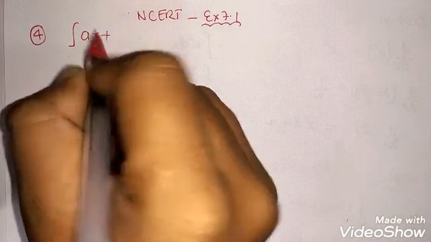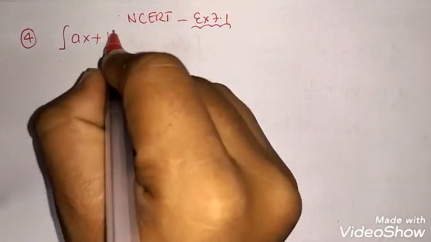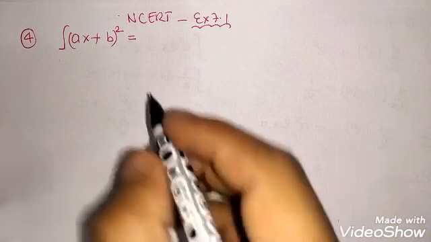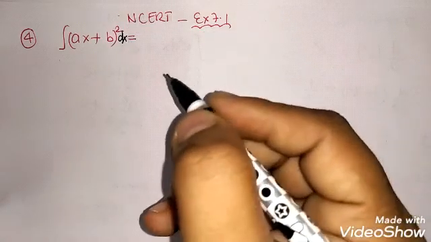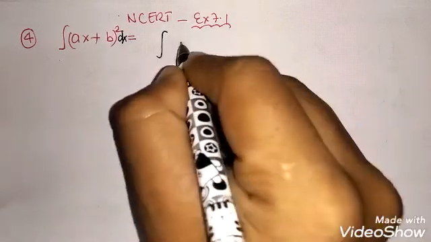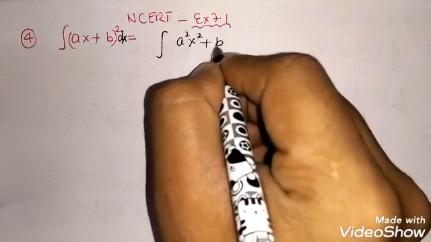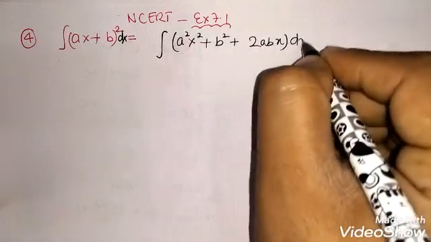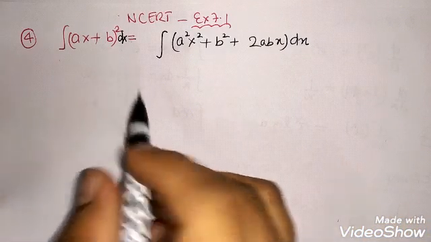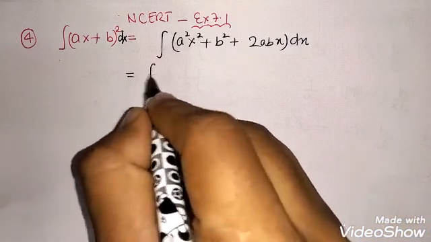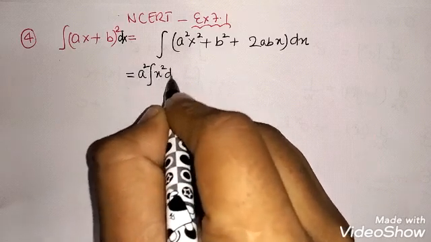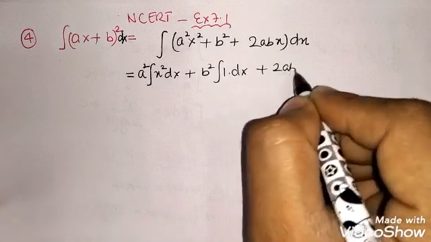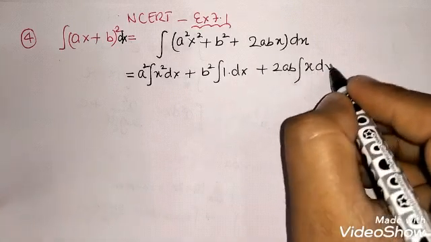This is the integration of ax plus b whole square dx, obviously you have to write dx. It's very obvious. This is the integration of a square x square plus b square plus 2abx dx. It's quite easy. Simply we can say integration of a square, outside it, x square dx, plus b square, outside, integration 1 dx, plus 2ab, outside, integration x dx. Simple as that.